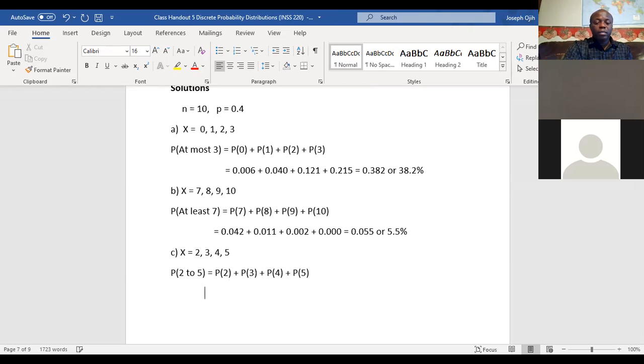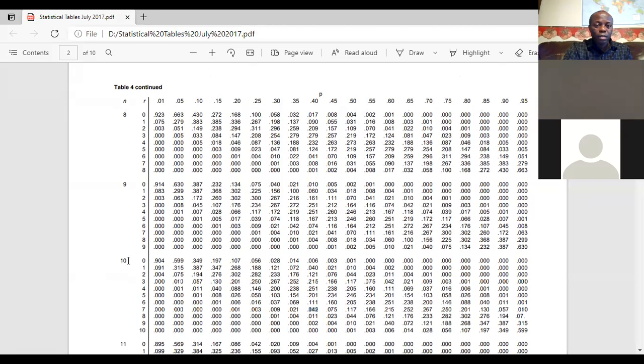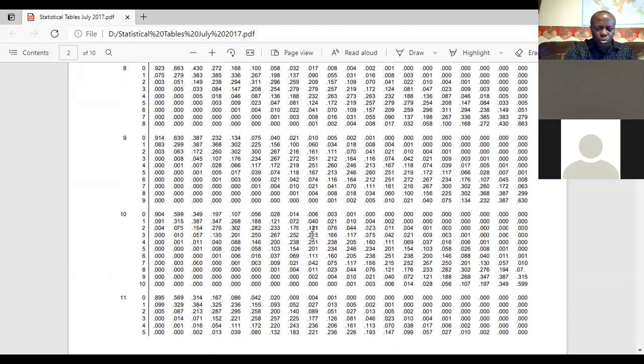So you're plugging this into the formula in the table. Go to the table and look for them. Again, n is 10, p is 0.4. So 2 to 5. You start from the 2 right here, follow it under 0.4. It's right here. So this is 2, 3, 4, 5.